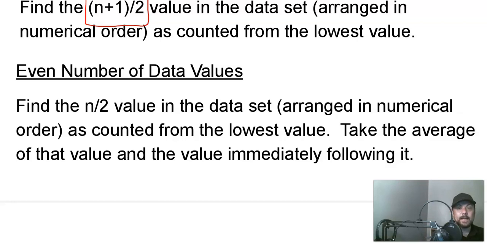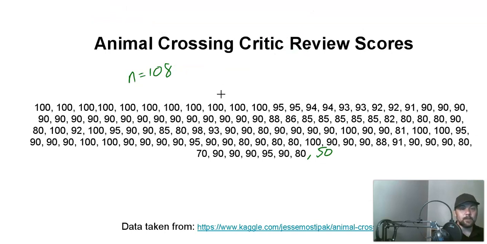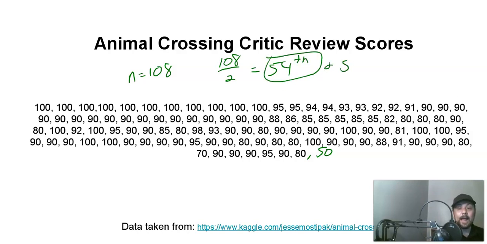So for 108, we're going to divide that by 2, which again gives me 54. That's not my median. That means I want the 54th data value in the set and the one after it. I want the 55th data value as well. And then I'm going to average these two data values together.